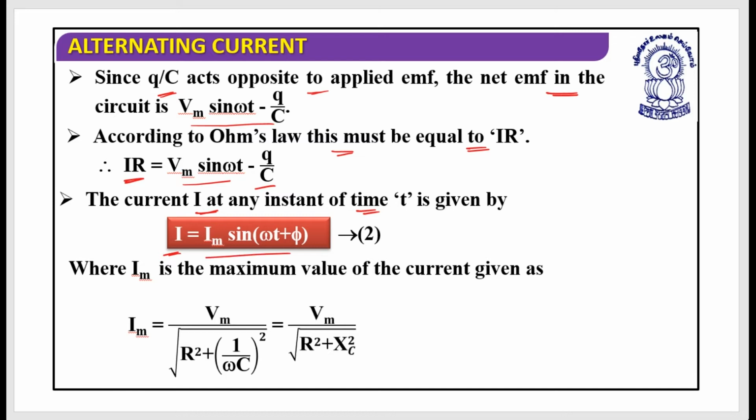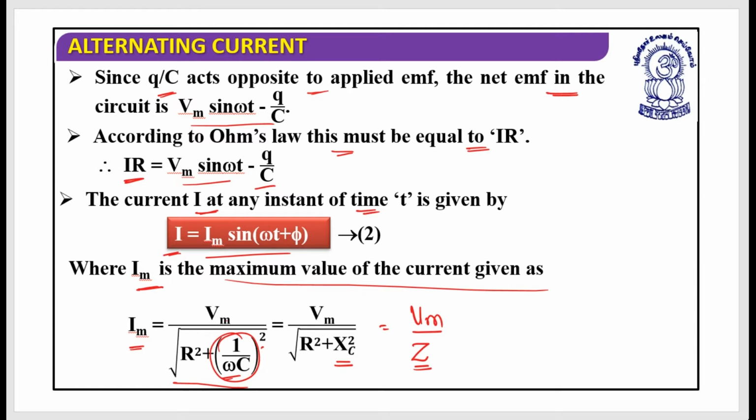Let's suppose current I at any instant of time t is given as I equals Im sin of omega t plus phi, where Im is the maximum value of the current. Im equals Vm upon square root of R square plus 1 by omega C whole square. This 1 by omega C, as we have seen in the previous lectures, is XC, the capacitive reactance. So Im equals Vm divided by square root of R square plus XC square, and this is what we call Z, the impedance. We will see this in detail in the next slides.